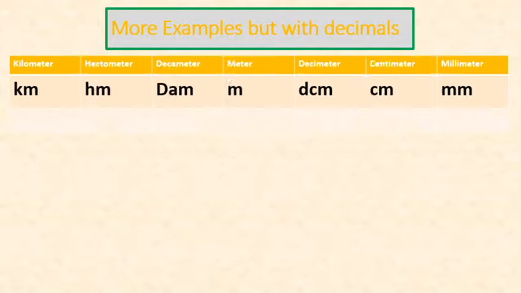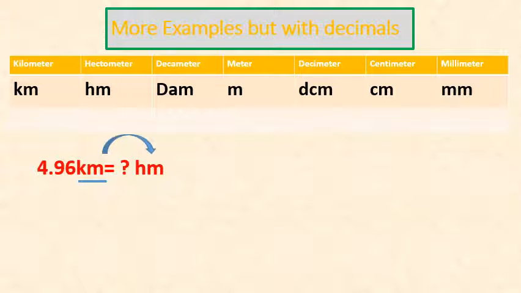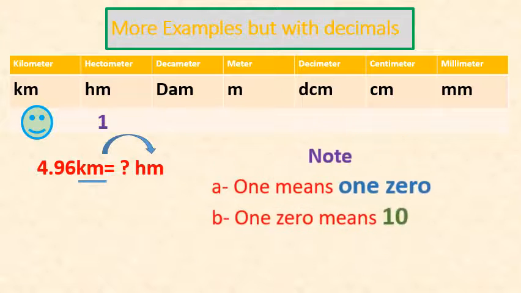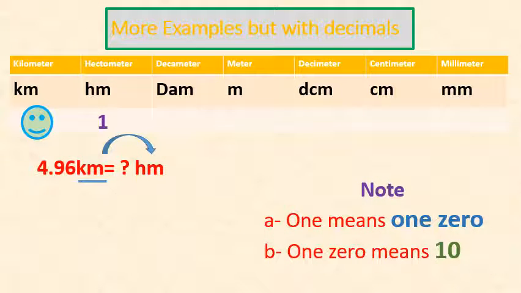More examples, but now we're going to have decimals. Again, the same table, and 4.96 kilometers equals how much in hectometers? Again, we are in kilometers. Where are we going? To hectometers. So put a smiling face in kilometers. And 1. What does the number 1 mean? It means 1 zero. 1 zero means a 10.